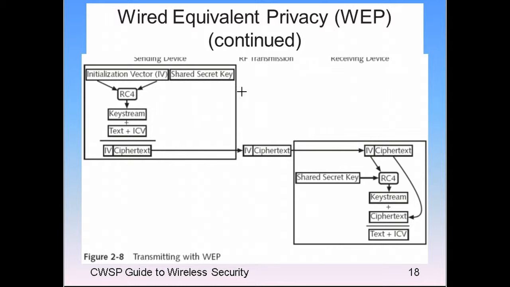Up here we have the RF transmission; the receiving device and the sending device are cut off a little bit up here. And then we take the IV, and the ciphertext goes into the system, goes into RC4. We know the shared secret because that's what this thing is all about. We put the IV in here, and we generate the key stream. The key stream plus the ciphertext is going to equal the text plus the integrity check value. And the integrity check value, the CRC, is used to check the system to be sure that what we got is what we should have.